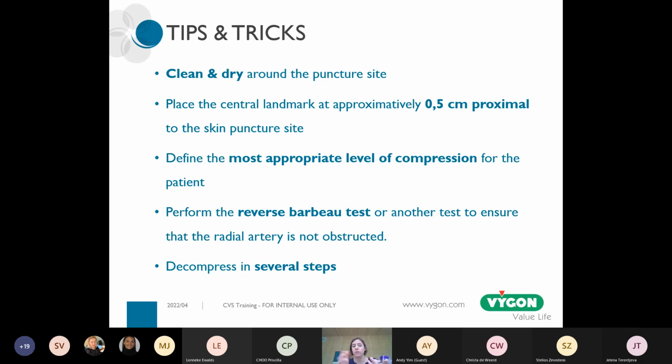And it's important to be sure that the radial artery is not obstructed, so you can perform the reverse Barbeau test. When I go to a cath lab, I see doctors who don't perform the reverse Barbeau test, but when it is for training or for the learning curve, I think it's important to be sure that the radial artery is not obstructed. And it's important to decompress in several steps.